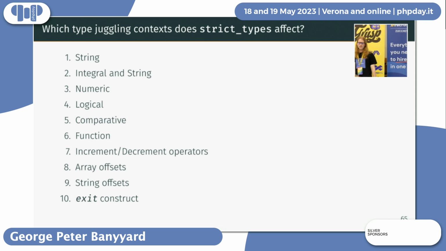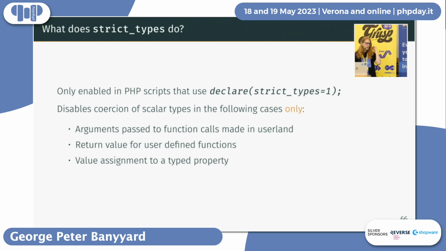Strict types only affects the function type juggling context. Everything else is not affected by this, and even then there are some caveats. So what does strict types do? Strict types is only enabled in PHP scripts which use declare strict types 1. It disables coercions of scalar types in the following cases only: arguments passed to function calls in userland, return values for user-defined functions, and value assignments to typed properties. That is it. It doesn't do anything else.